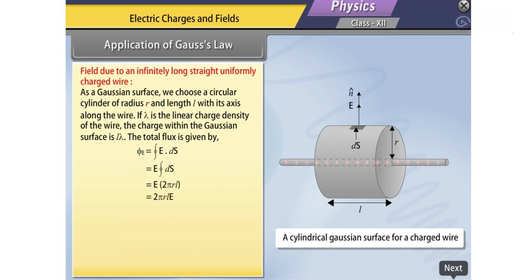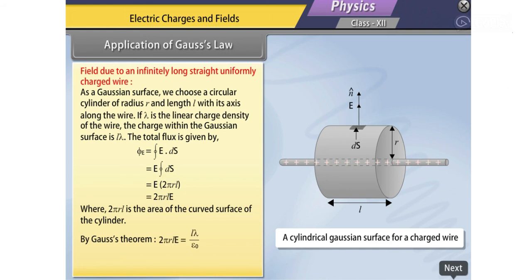the product of E and 2 pi r l, where 2 pi r l is the area of the curved surface of the cylinder. According to Gauss's theorem, we get the electric field at any point at a radial distance r from the wire is equal to lambda divided by 2 pi r epsilon naught.